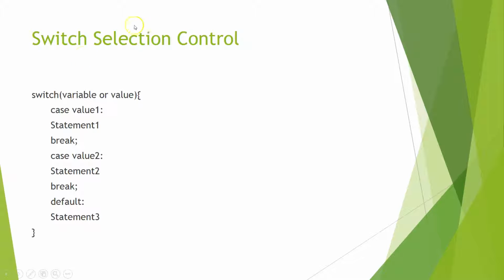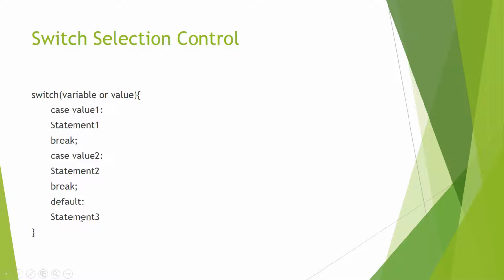We also have a switch selection control, and it is typed as we see. We type the keyword switch and open brackets. Between those brackets we type a variable or a value, as we are asking for a value, not asking for a Boolean expression as in if-else control selections. Inside this switch body we say case value 1, and then we type statement 1 and then break, case value 2, statement 2, then break, default statement 3.